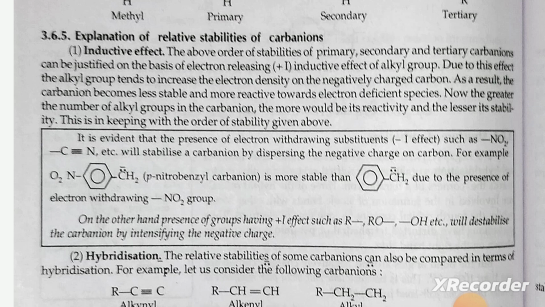It is evident that the presence of electron withdrawing substituents, the −I effect, such as NO2, CN, etc., stabilizes the carbanion by dispersal of the negative charge on carbon. For example, p-nitro benzyl carbanion, with NO2 on the benzene ring at the para position, is more stable than benzyl carbanion due to the presence of the electron withdrawing NO2 group. On the other hand, the presence of groups having +I effect such as R, RO, OH etc. will destabilize the carbanion by intensifying the negative charge.